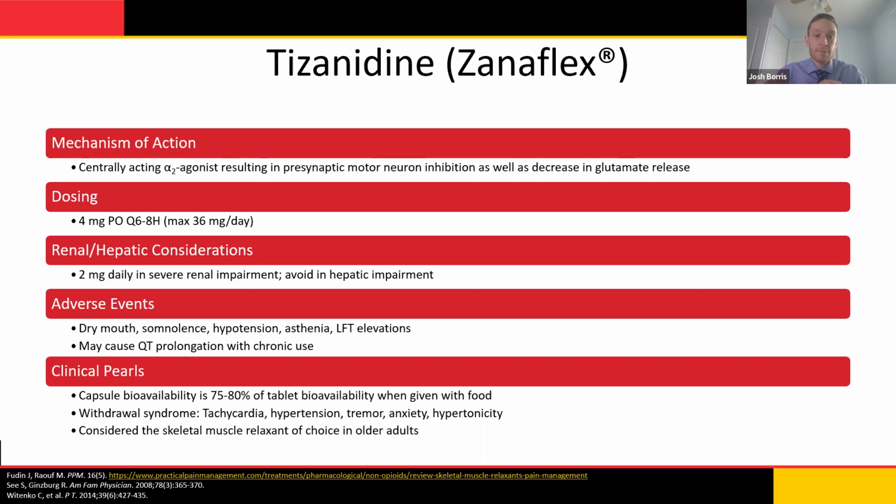Specifically, the capsules have a decrease in bioavailability of about 75 to 80%. And also their Tmax is significantly prolonged when the capsules are given with food. Their peak effect is in about 3 to 4 hours, so not that 1 hour that we see with tablets. For dosing, tizanidine usually starts around 4 milligrams by mouth every 6 to 8 hours, up to a max of 36 milligrams per day.